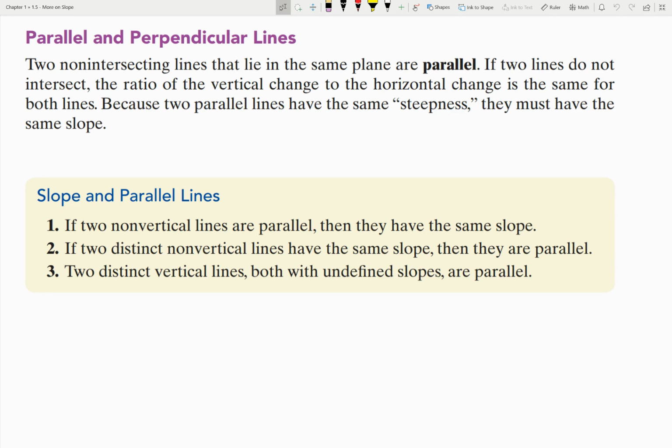So you can see that in our little description right here in the yellow box about slope and parallel lines. If two non-vertical lines are parallel, they have the same slope. And we can say that the other way as well, that if two distinct non-vertical lines have the same slope, they are parallel. And two vertical lines, both with undefined slopes, are also parallel.